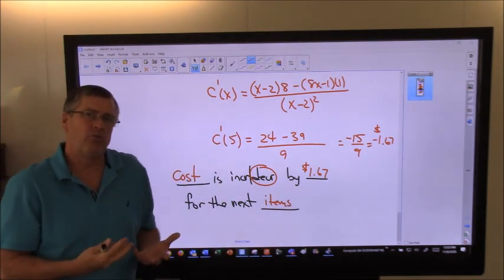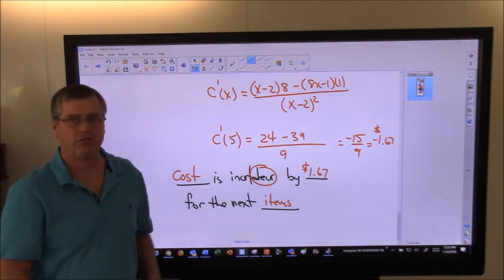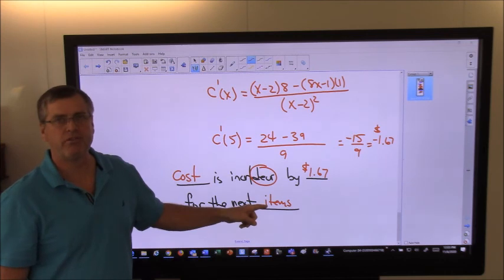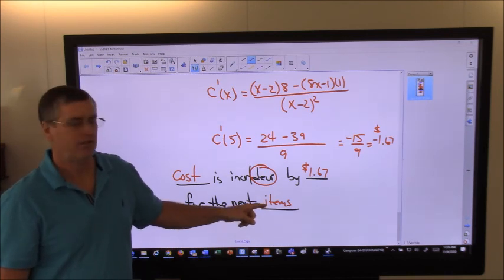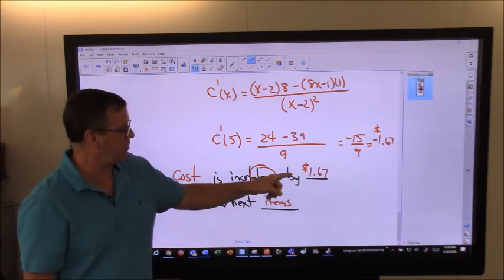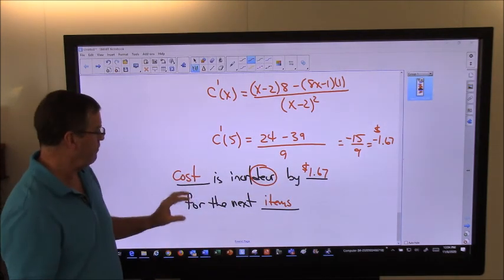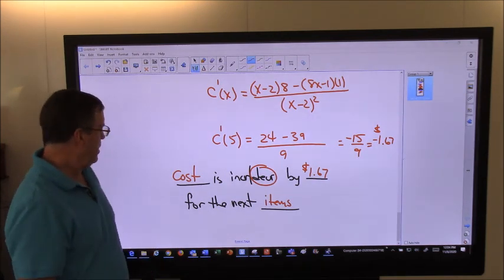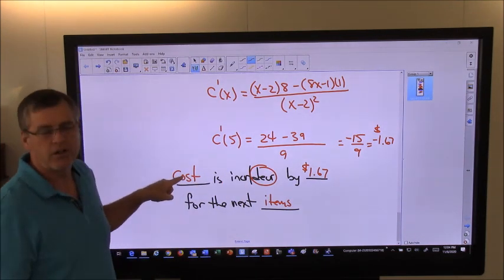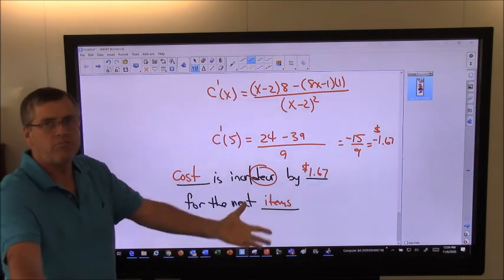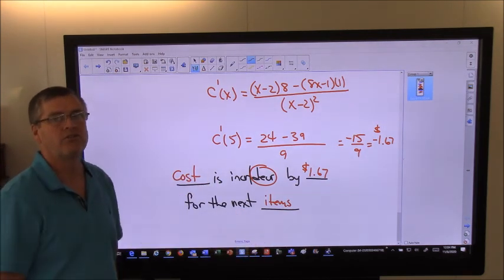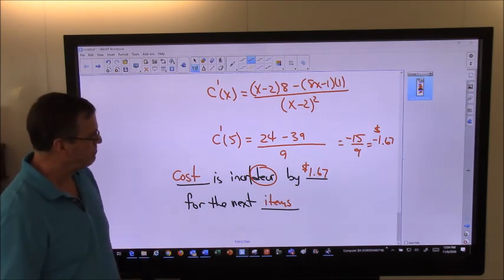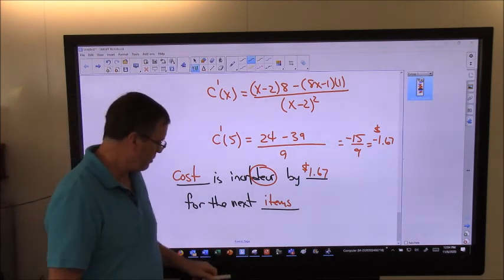But I'm not really sure what that X value, that 5, was referring to that we plugged in. Okay? Maybe it has to do with the number of days we're producing this or the number of months. So our cost is decreasing by $1.67 for the next month that we continue to produce this item. Okay? I suppose if we're decreasing, that's a good thing with cost, right? Whatever it costs me to produce something, I don't want it to increase. I don't want that to go up. That eats into my profits. Okay? All right, let's try another one.